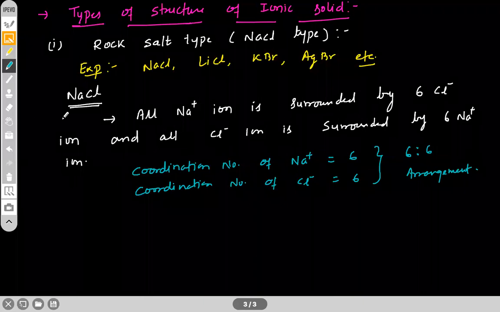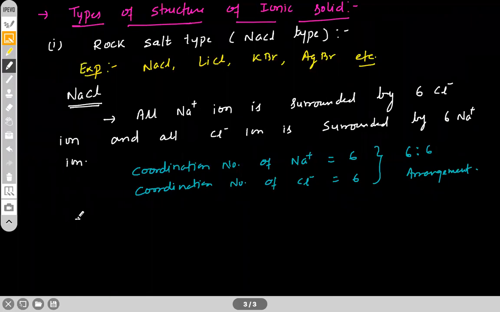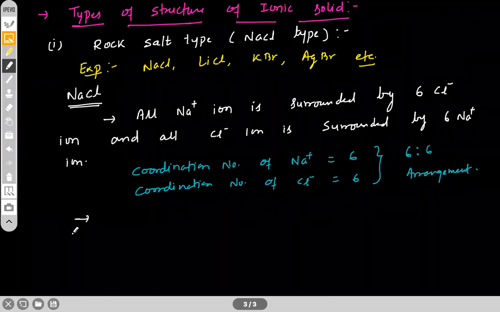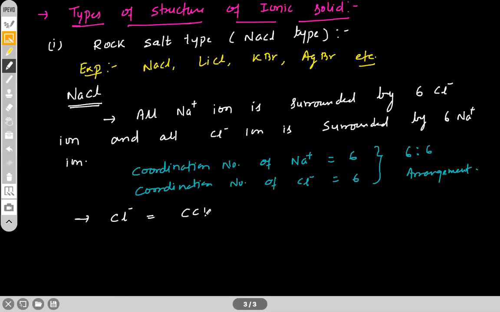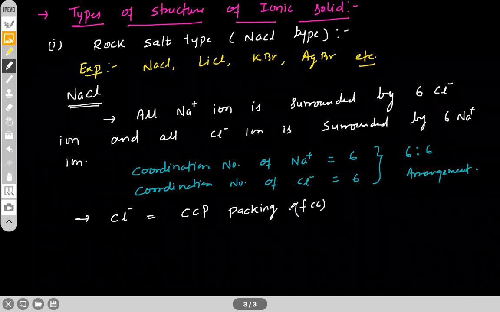Another thing, this is the one point you should know. In this particular crystal, NaCl, the anion, which is Cl minus, has CCP packing, cubic closed packing, and CCP packing is nothing but FCC, face centered cubic packing.